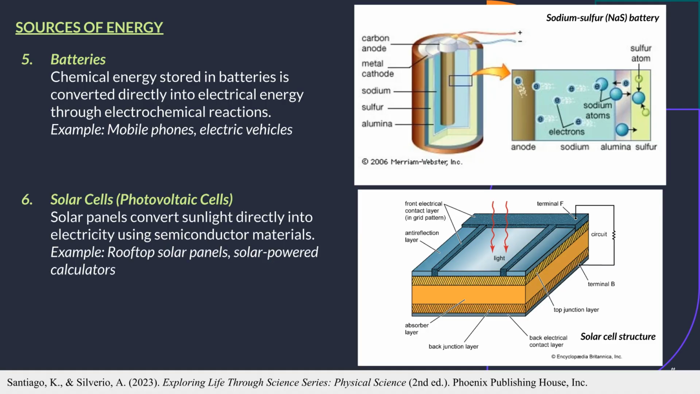Solar cells, also called photovoltaic cells, convert sunlight directly into electricity using semiconductor materials. When light strikes the solar panel, electrons are set into motion, creating an electric current. Unlike fossil fuels, these energy sources do not rely on burning materials to produce heat. Together, batteries and solar cells play a key role in renewable energy systems and sustainable technology.